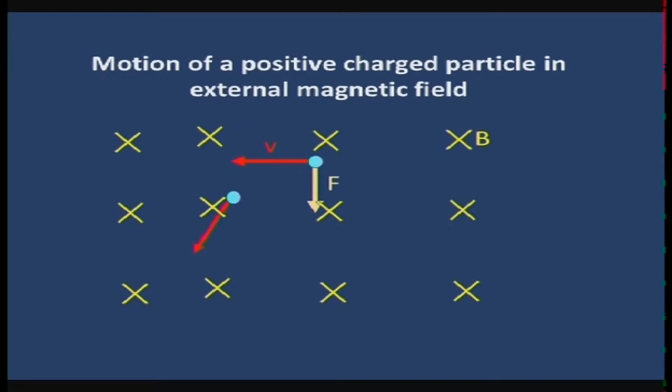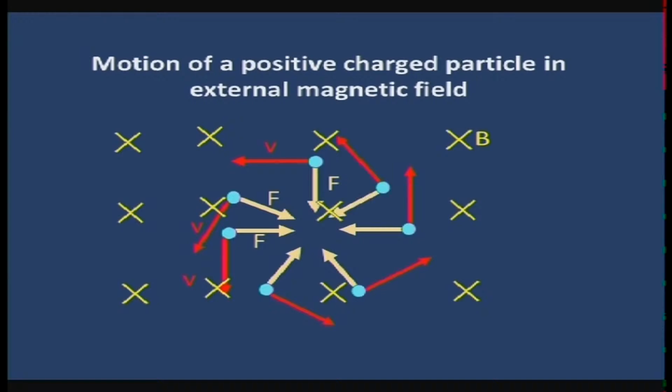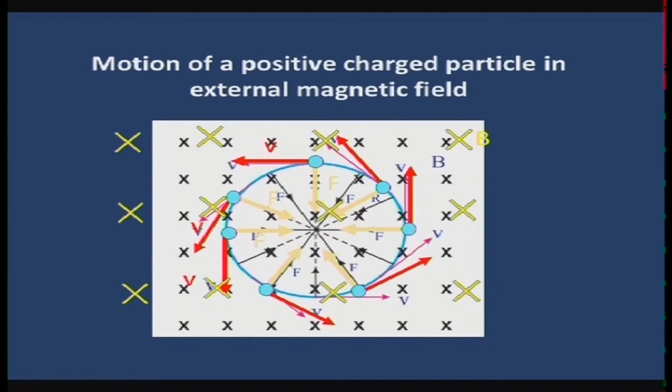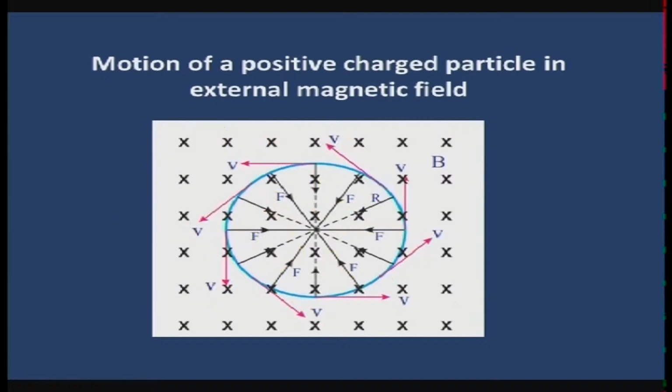Because the magnetic field is still present there, the charged particle will experience a force which is again perpendicular to the velocity. As the charged particle continues to move, the force continues to be perpendicular. Hence, the charged particle will describe a circular motion like this. So, when a charged particle is moving in a magnetic field, it will describe a circular motion.